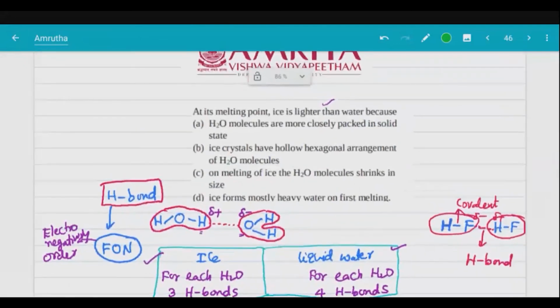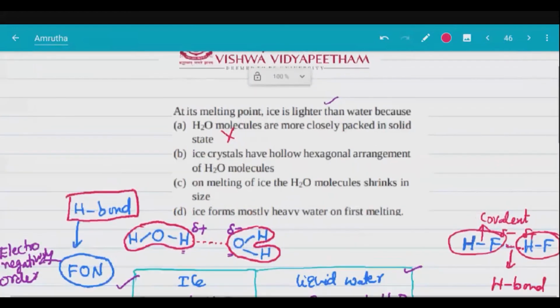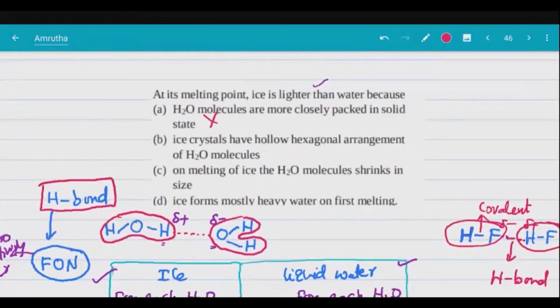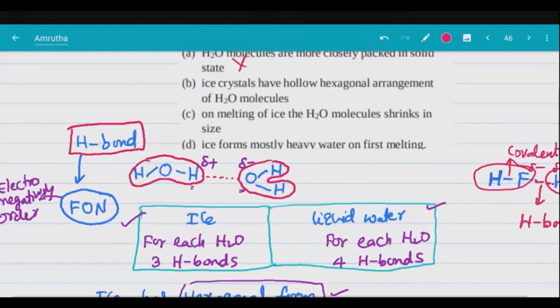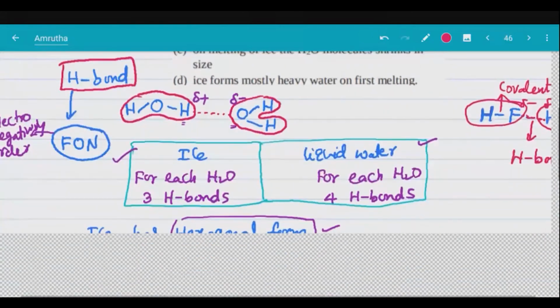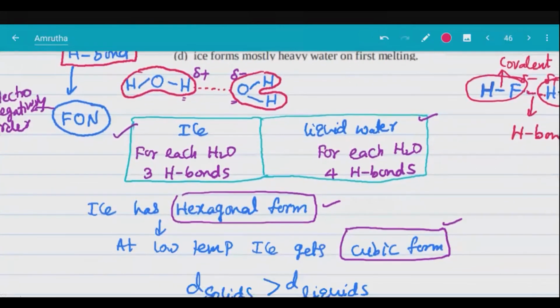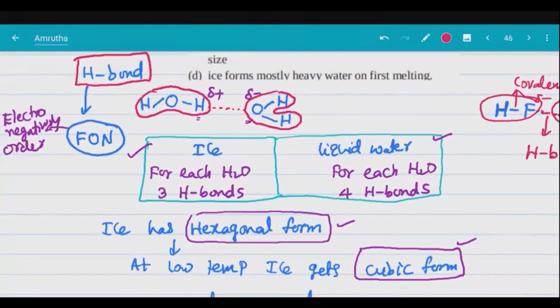So first statement is wrong. Yes or no? This is wrong, no doubt. Because if they're closely packed, that solid should have more density. Next, ice crystals have hollow hexagonal arrangement of H2O. Is it true? Yes, somewhat true. Ice crystals have hexagonal arrangement. That is what solid state structure, no? Because solid state can be like cubic, tetragonal, orthorhombic. So hexagonal is one of the forms.